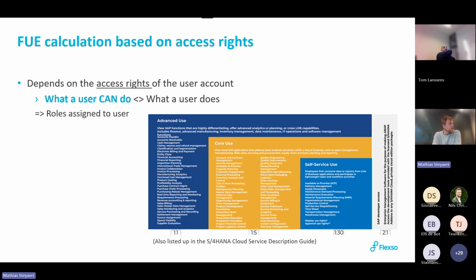Then FUE is based on access rights, and this is what was already highlighted in the previous presentation, but it's really important, and a change towards the ECC calculations, because your FUE calculation relates to what a user can do instead of what a user does or should do. So it's really linked to the roles that are assigned to your user. We will further dive into detail on this principle.